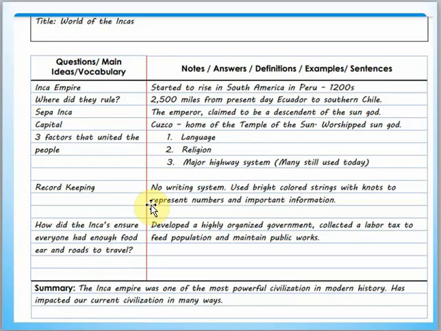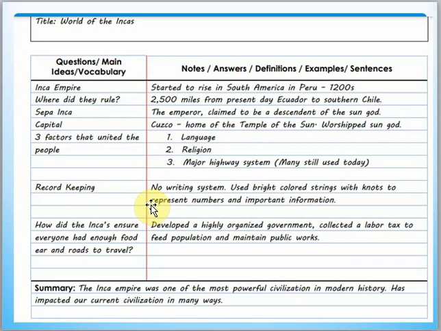So here is one example, world of Incas. Now just see the format and you will realize how they have illustrated it here. Now you can see, according to our rule, there is the title at the top, and on the left side questions, main ideas, vocabulary are here, and notes, answers, definitions, example sentences on the right side, and at the bottom you can see the summary. So watch it carefully and see what they have written. Just say Inca Empire.